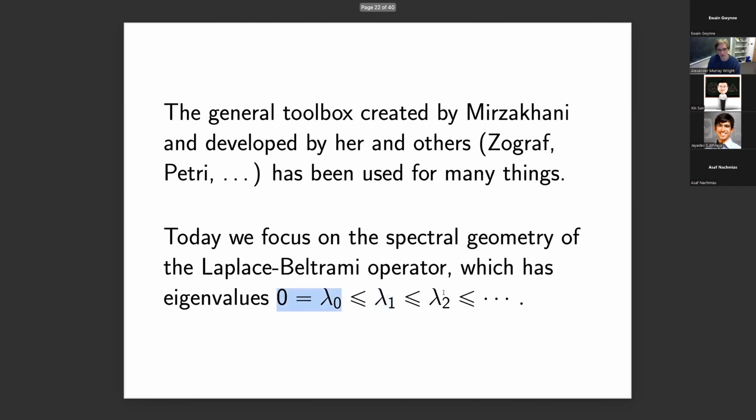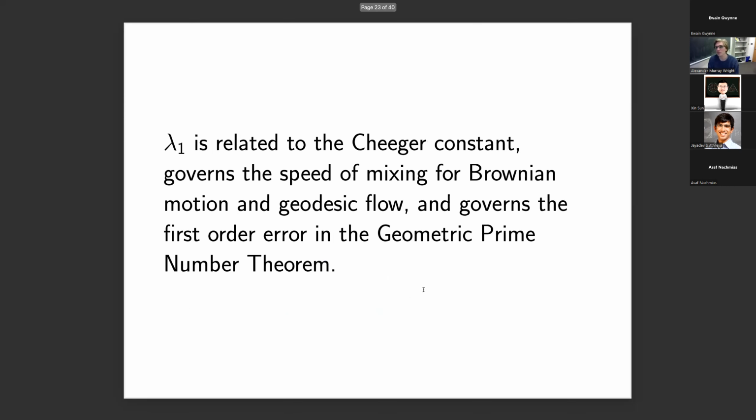And so this first non-zero eigenvalue, the spectral gap, is of really central importance. It's related to the Cheeger constant. It governs the speed of mixing for Brownian motion and geodesic flow. It governs the error term in what's called the geometric prime number theorem. That's the count of all primitive geodesics on the surface. So this one number controls a lot of things.